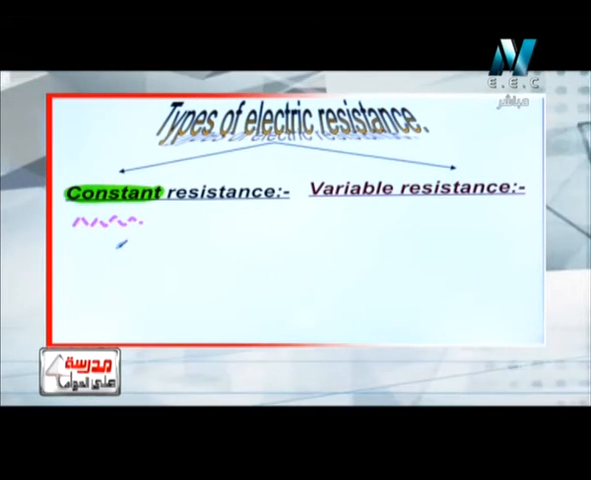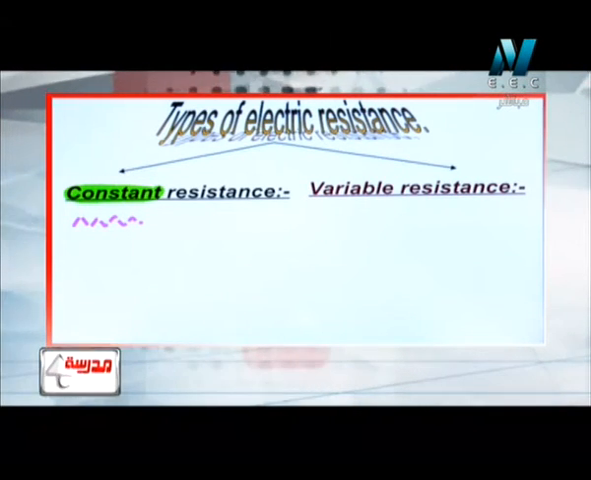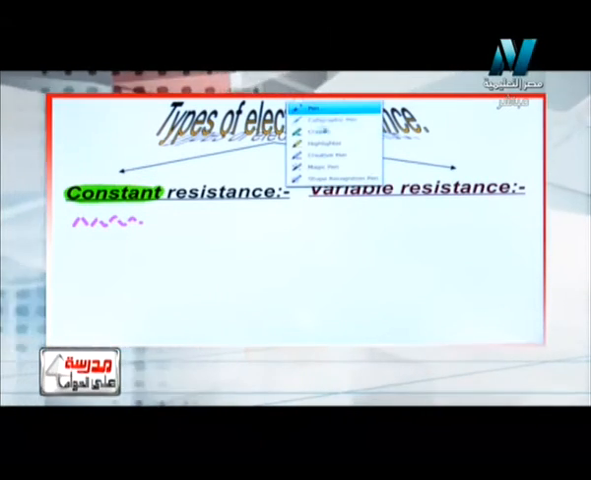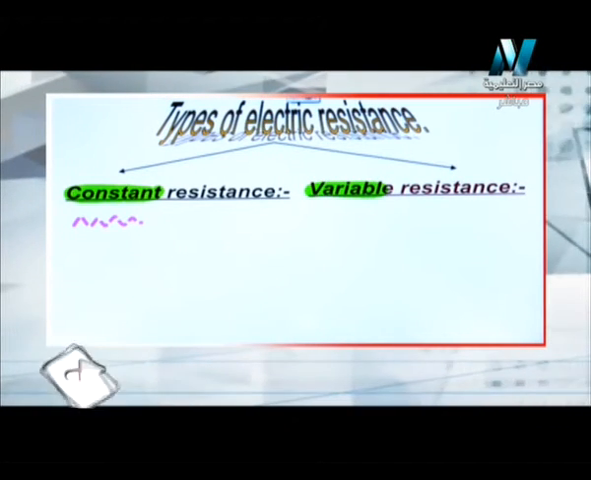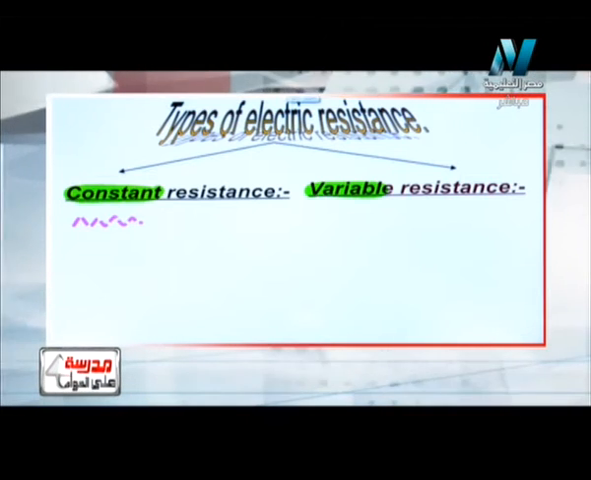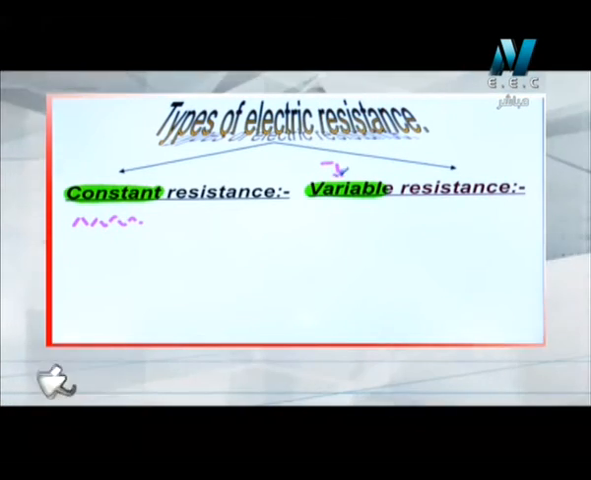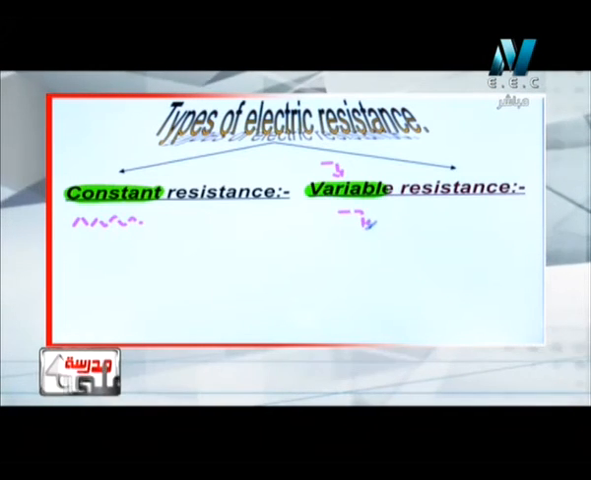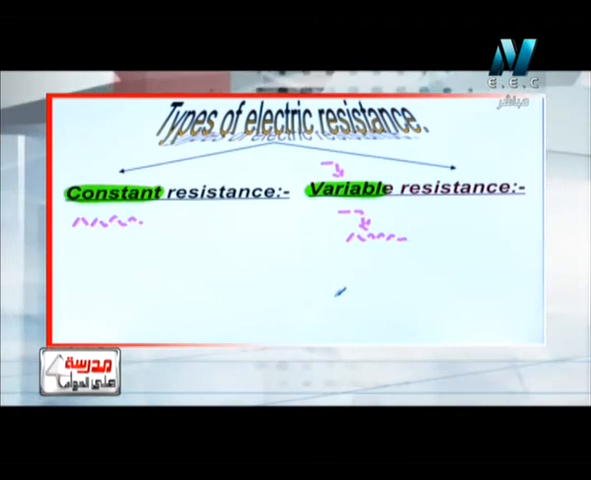The wire that we used to draw in the electric circuit. Okay, and here we have number two. Here we have the variable resistance, and the variable resistance is called what? It is called a rheostat, and the variable resistance has its symbol like that. Here we will know what is meant by variable and constant resistance.